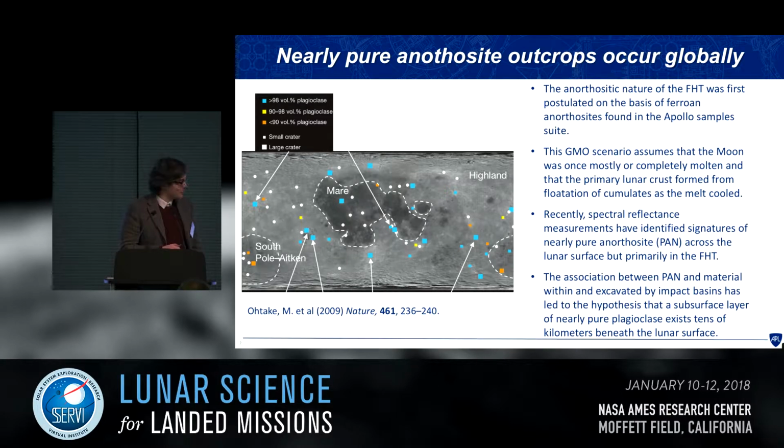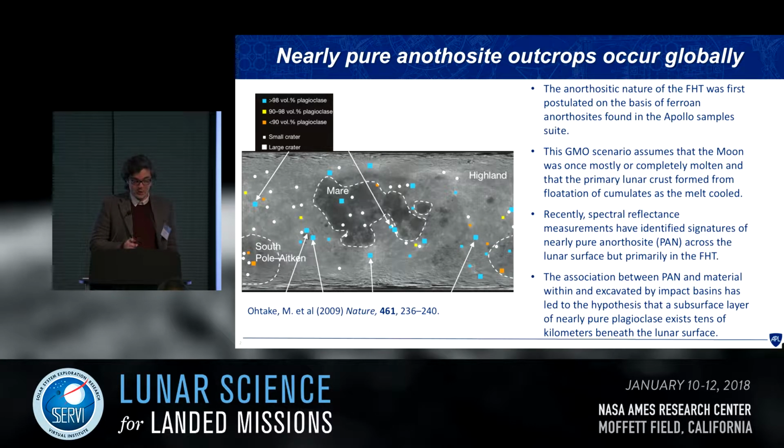So I'll start with a bit too much background. To go right back to the start, the anorthositic nature of the feldspathic highlands terrain was first postulated on the basis of ferroan anorthosites found in Apollo samples. So the geochemistry of these minerals, including a high anorthite-rich plagioclase content, low iron abundances, and rare earth element depletion, led to the hypothesis that the lunar highlands formed from the crystallization and flotation from a global magma ocean.